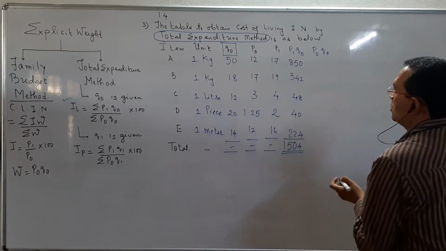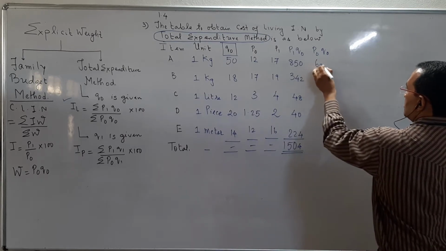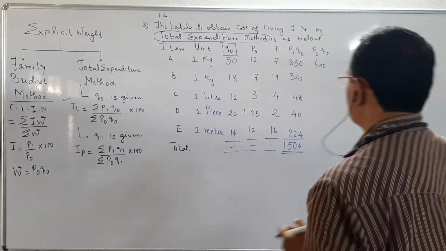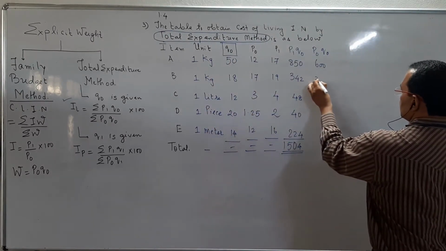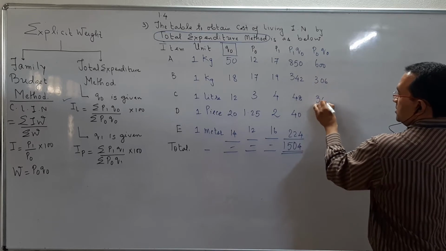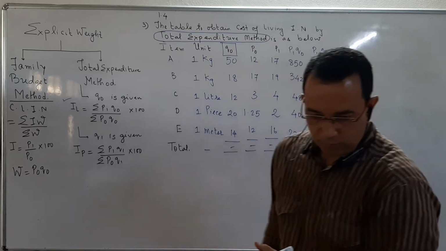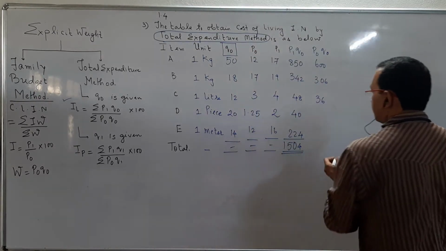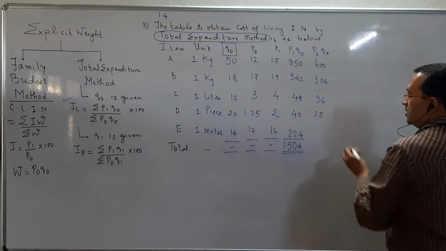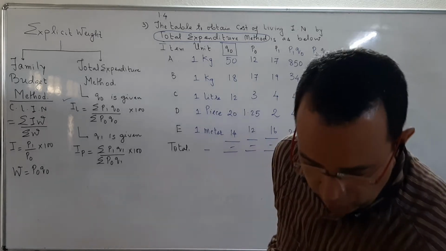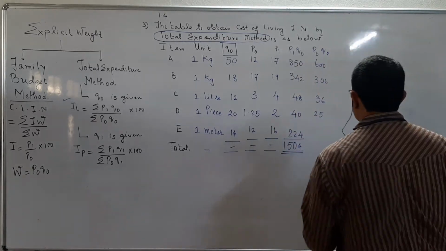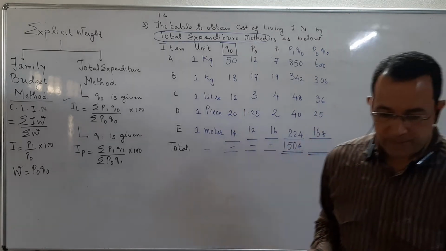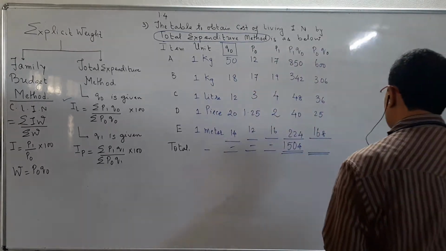Now P0Q0: 12 5s is 60, so 600. Then 18 into 17, it is 306. Then 12 3s is 36. Then 20 into 1.25 is 25. And the last is 14 12s, which is how much? 168. So let us check what is the total of P0Q0. 1135.